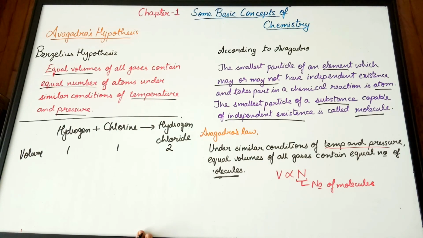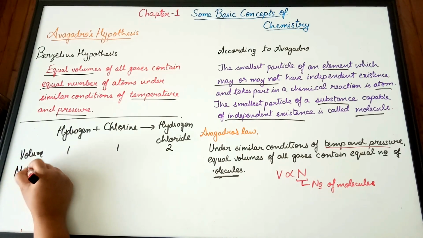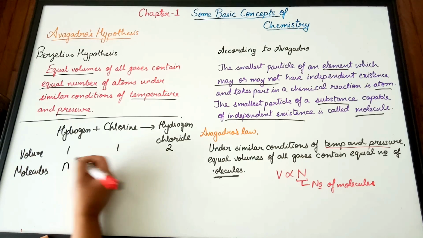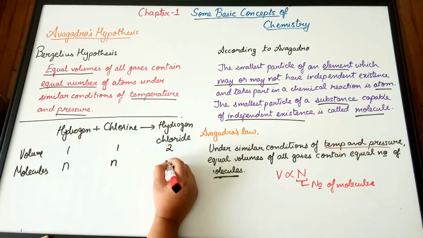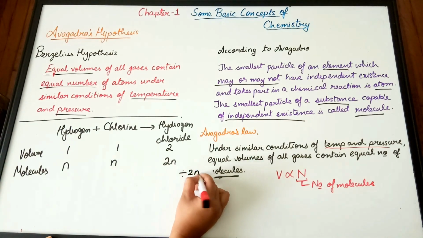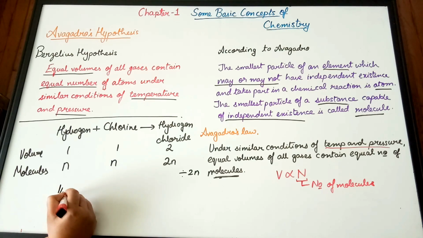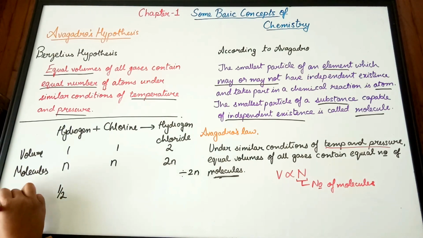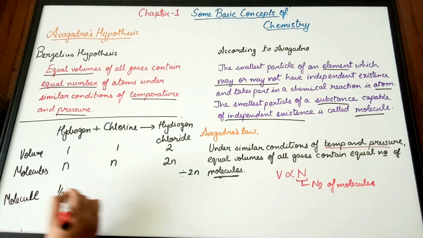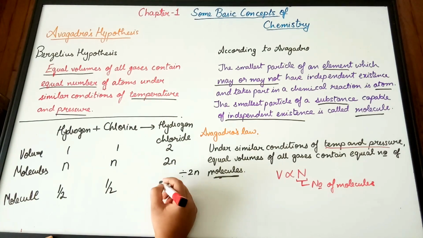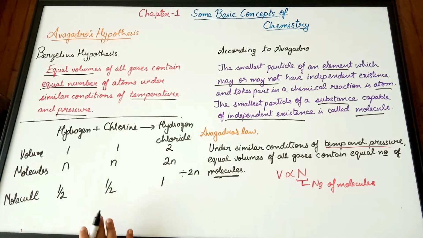According to Avogadro's hypothesis, the number of molecules of hydrogen would be n, chlorine n, and the number of molecules of hydrogen chloride is 2n. If we divide the whole thing by 2n, we get 1/2 of a hydrogen molecule and 1/2 of a chlorine molecule giving rise to 1 molecule of hydrogen chloride. So 1 molecule of hydrogen chloride will have half a molecule of hydrogen and half a molecule of chlorine.